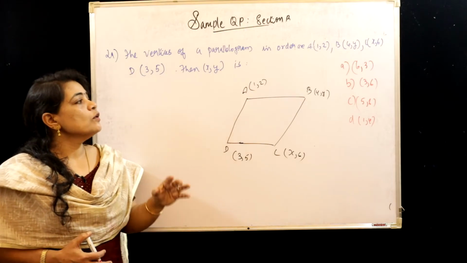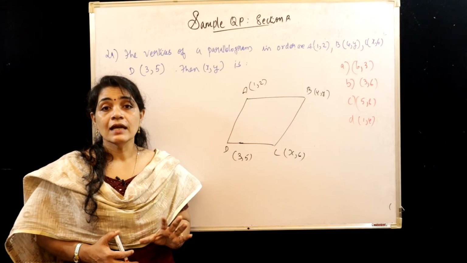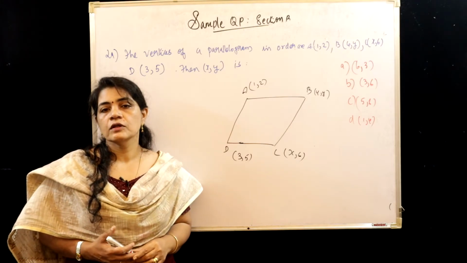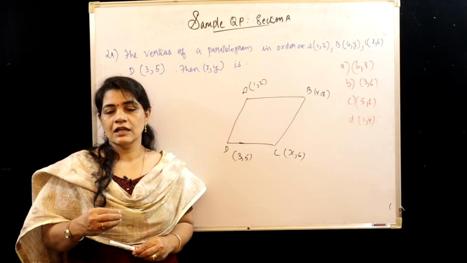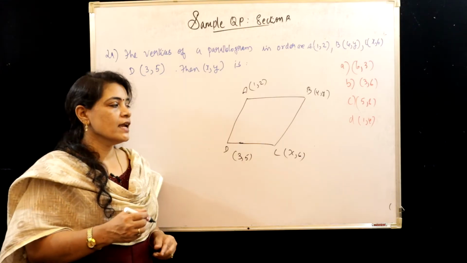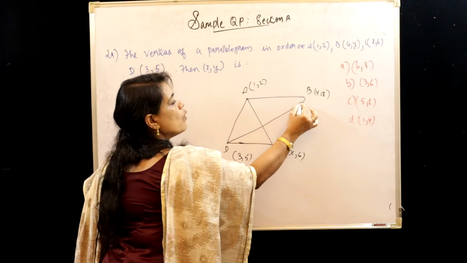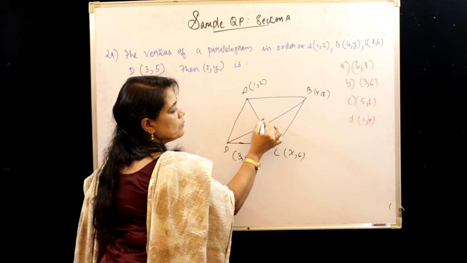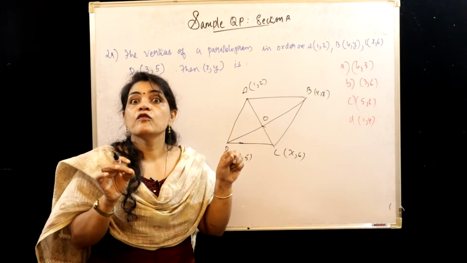In order to get the values of x and y, we are applying the diagonal property of the parallelogram. What is that? The diagonals bisect each other. That is, the midpoint of AC, this is the first diagonal, and the midpoint of BD are the same. That means you can apply the midpoint formula.